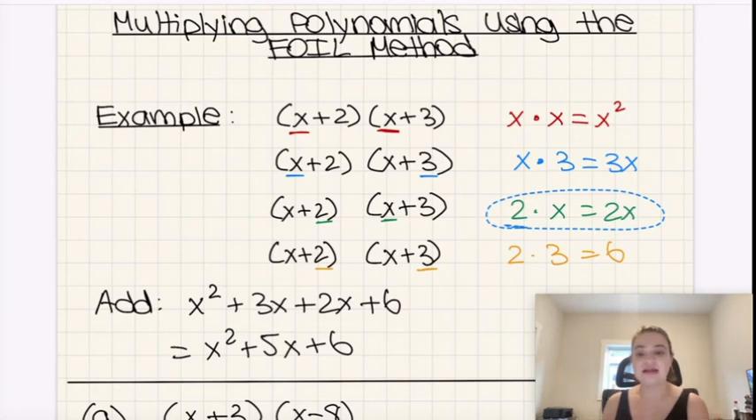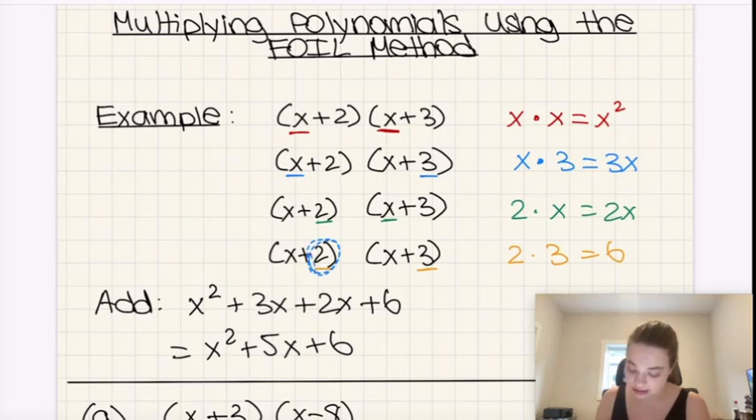And then last but not least, we do last, right? So last would be the last one in each set of brackets respectively. The last one in the first brackets is 2. The last one in the second brackets is 3. So we do 2 times 3, and that gives us 6. And then we add up everything we found in first, outer, inner, last.